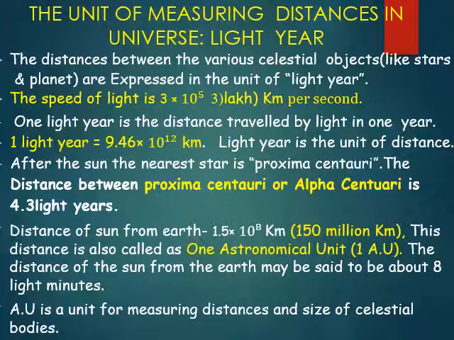After the sun, the nearest star is Proxima Centauri. The distance of Proxima Centauri or Alpha Centauri is 4.3 light years. The distance of Sun from Earth is 150 million kilometers or 1.5 into 10 raised to 8 kilometers. This distance is also known as 1 astronomical unit. The distance of the Sun from the Earth may be said to be about 8 light minutes. Astronomical unit is the unit for measuring distances and size of celestial bodies.